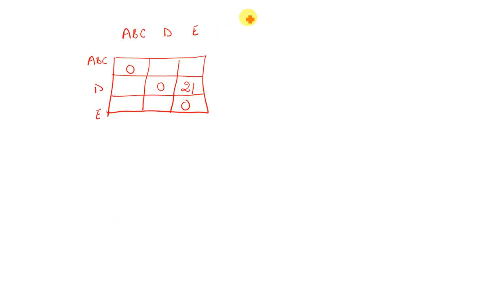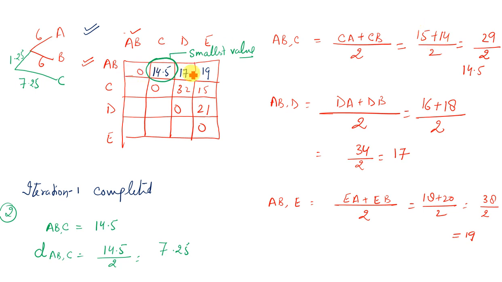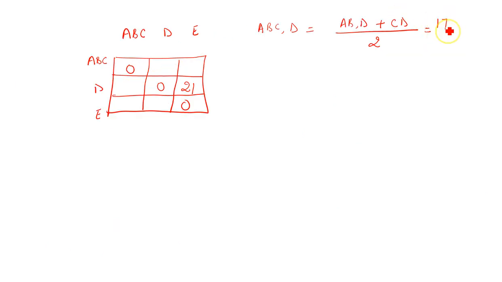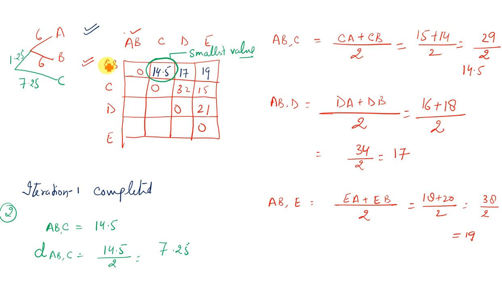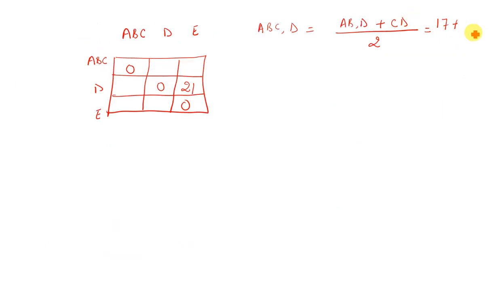So how will we calculate this distance? We'll calculate ABC comma D, so it is AB comma D plus C comma D, divided by 2. AB comma D is 17, plus CD, and CD is already given as 32, divided by 2. So what value will we get? It's 49 divided by 2, so it is 24.5.